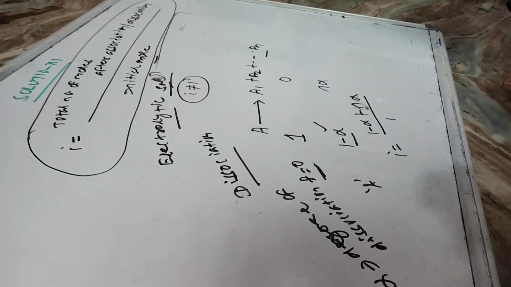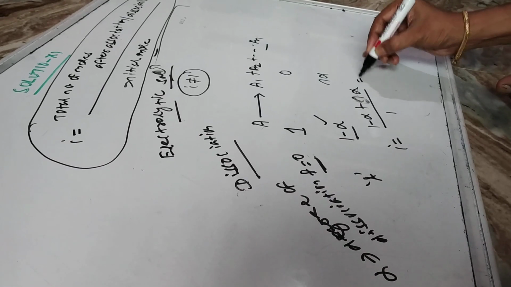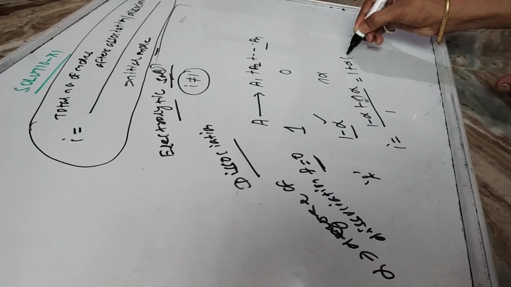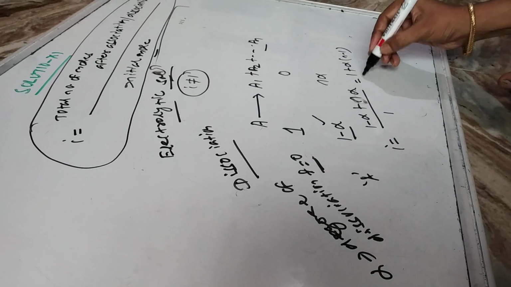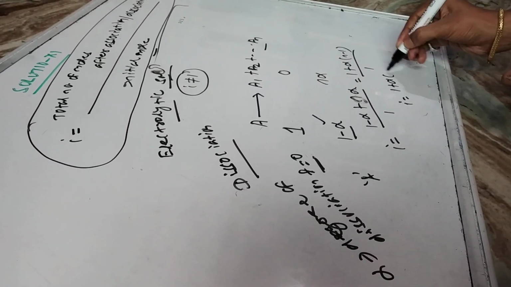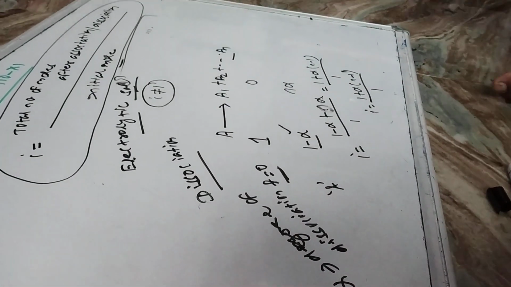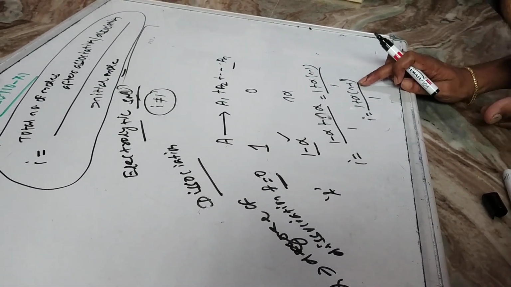I have taken the initial moles as 1. So i is (1 minus alpha plus n alpha) divided by 1. I can write that as 1 plus alpha times (n minus 1) divided by 1. So I am getting i equal to 1 plus alpha times (n minus 1). Here n minus 1 is always positive because n is a whole number.